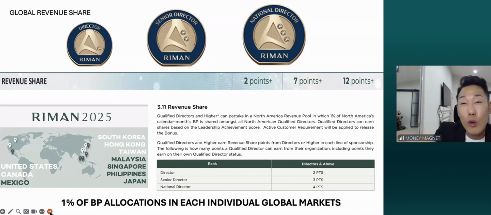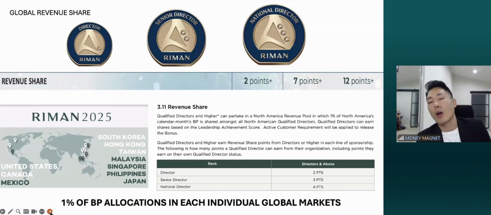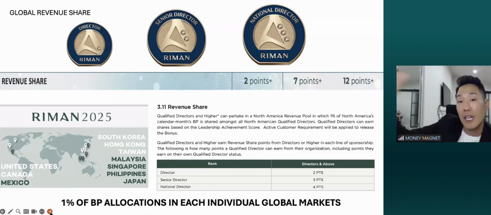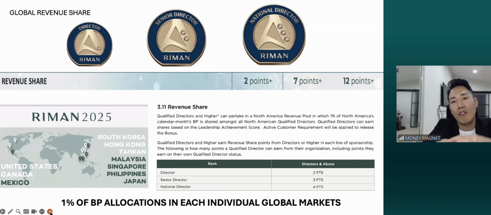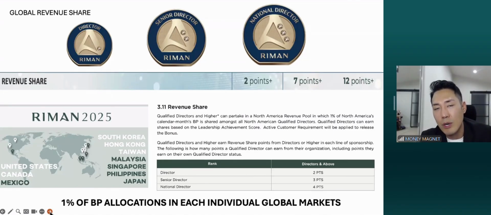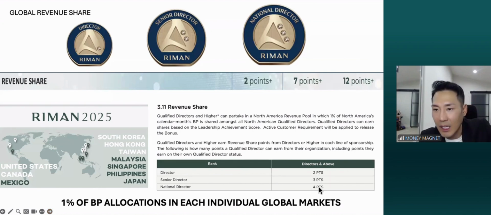And in those markets, if you have a team that you're building and participating in those markets for the particular revenue that you generated at your rank in every market that you do have a team, what is happening is RIMAN HQ in every collective market, at the end of the month, they're going to put 1% of BP, the total BP, in a global revenue share pool. Right? So it doesn't matter what country you're from, as long as you're a director, senior director, or a national director, and you have teams in your downline participating in those respective markets, for whatever revenue you generated, you will be allocated those points accordingly based on your rank and how much you've contributed into that market.